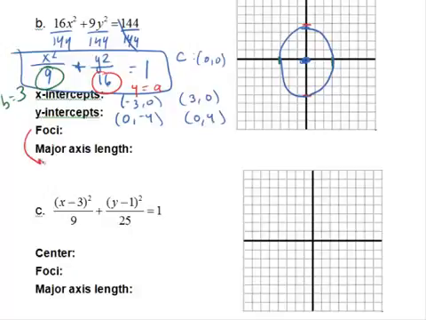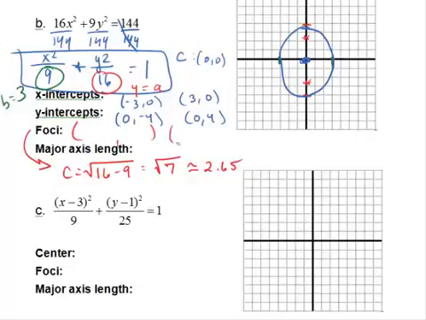Calculate your foci, so you have to get your c value. C equals the square root of the larger number minus the smaller number. So square root 7, which is about 2.65. Again, on the major axis, so 2 and a little bit more up and 2 and a little bit more down. To list these as points, look at your center.